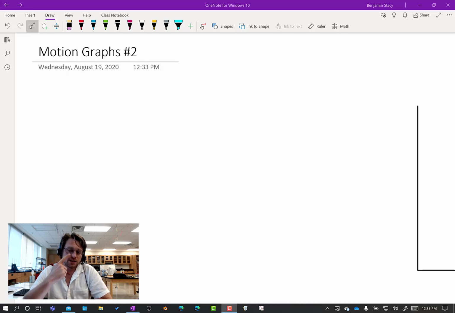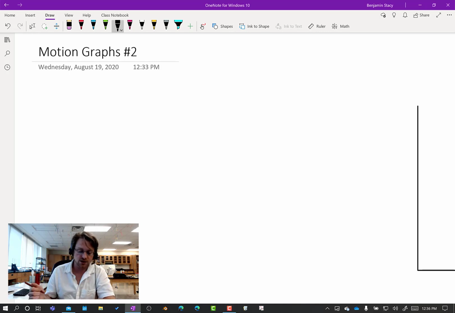The first one was an animation I made with cars traveling from bird's eye view in the up or down directions along a page, and we could see exactly how those position dots get transferred over onto a position versus time graph. Now we're going to take it to the next level. We're going to start looking at the next type of graph, the velocity versus time graph, and connect it back to the position versus time graph.